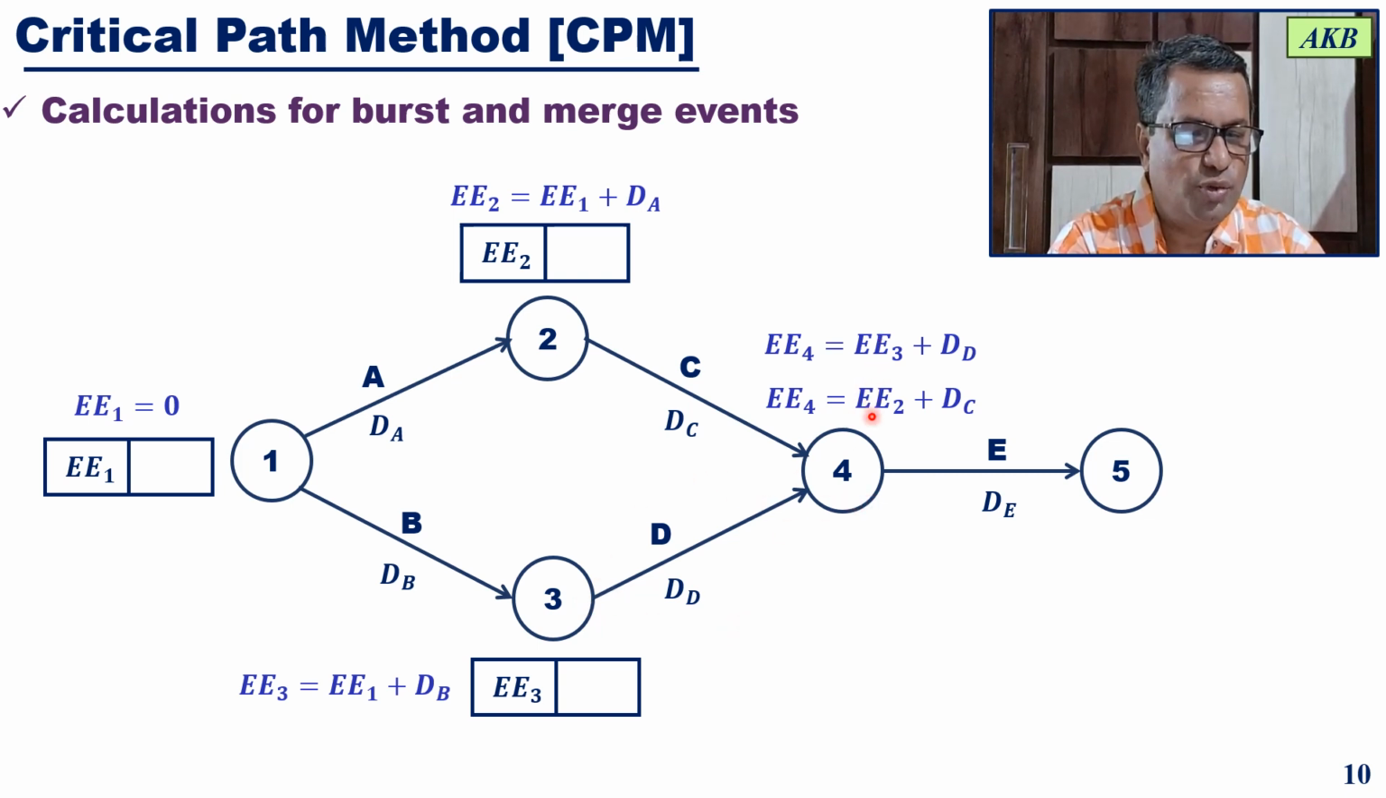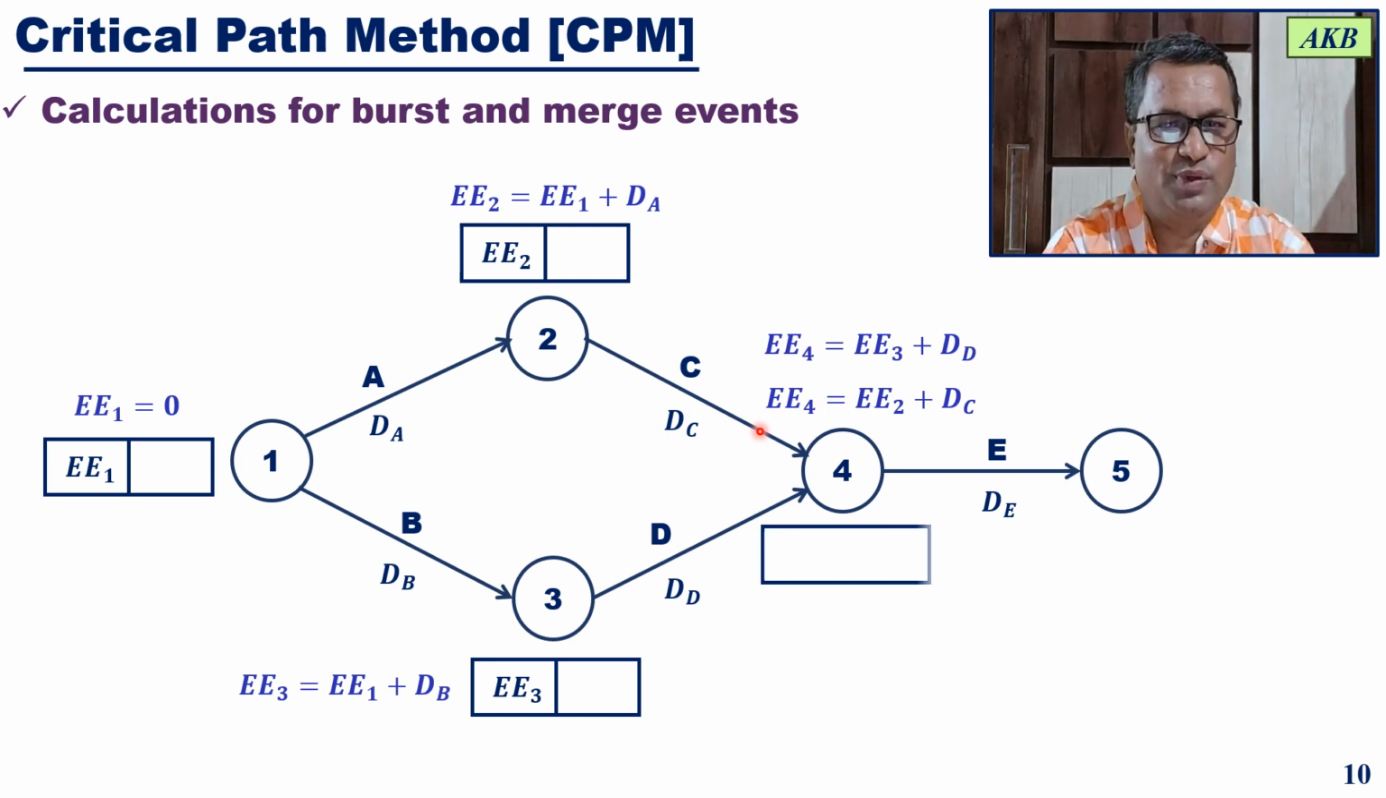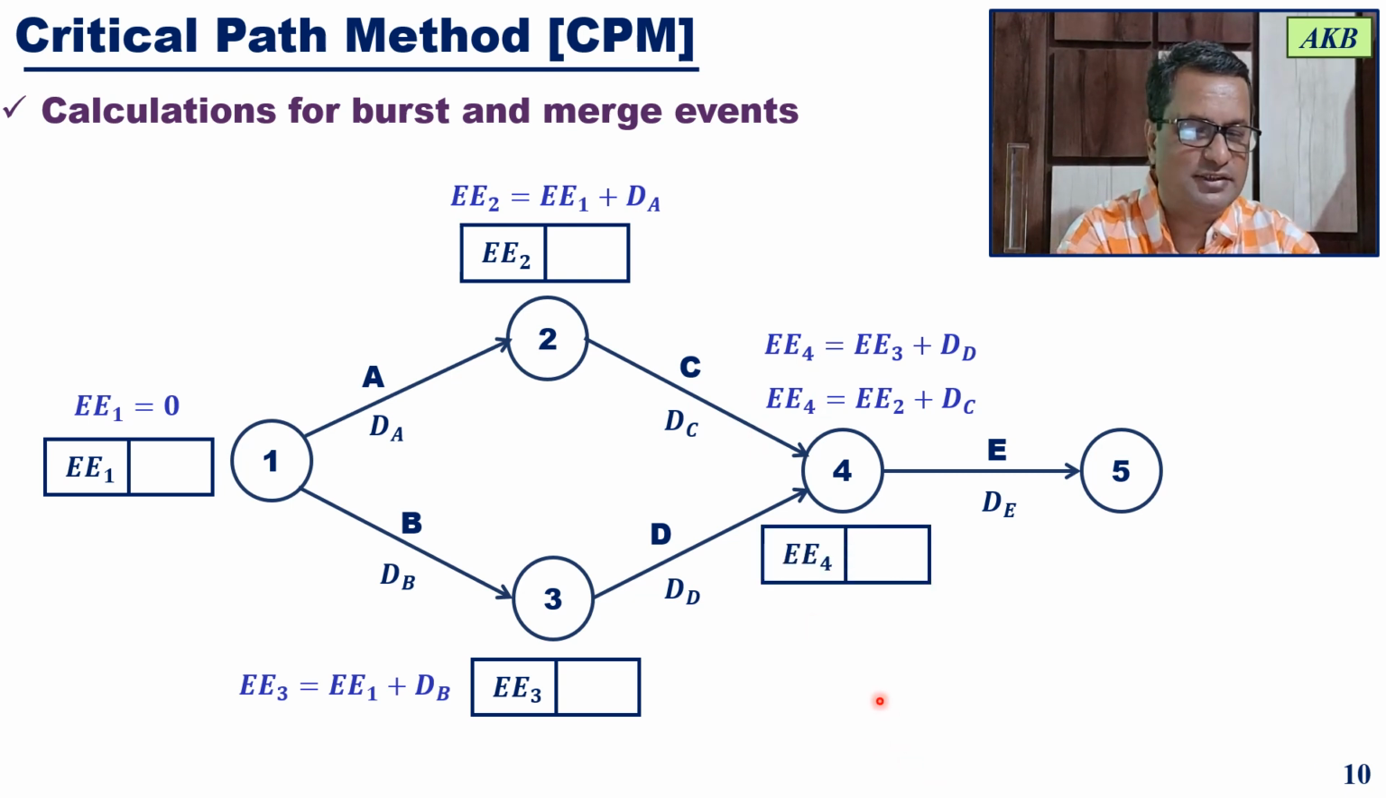There are two possibilities. You can get EE4 in these two ways, but out of these two, you have to select the maximum one, and that will be entered as the earliest event time for event 4.